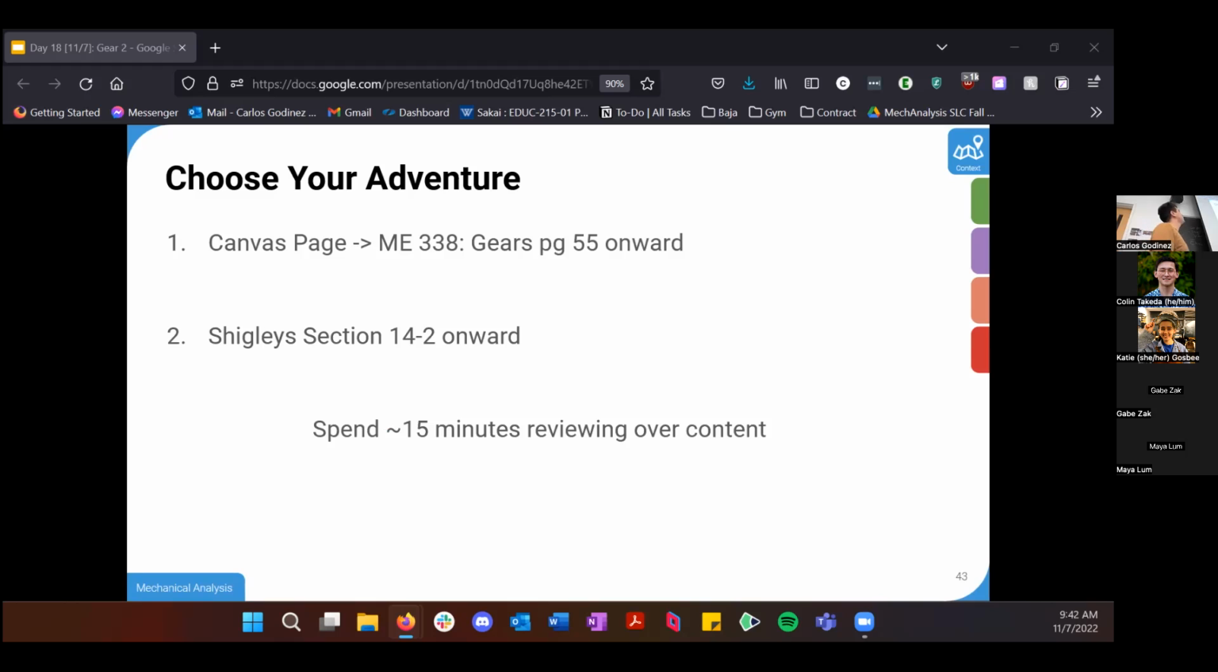So you have a choose your own adventure of either going to the Canvas page and reading the lecture slides on gears from page 55 forward, or picking up Shigley's. There's a physical copy right there. There's also a copy on the Canvas files, and going from section 14.2, you can spend around 15 minutes reviewing the content, just seeing if it makes sense. I don't expect you to have any of this memorized. There won't be a homework question on pitting resistance, but we just want to introduce y'all to what factors affect the lifetime of your gear.